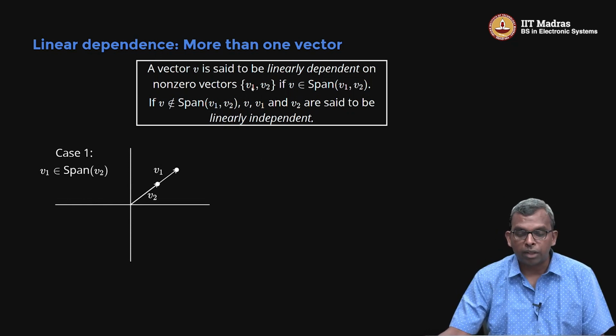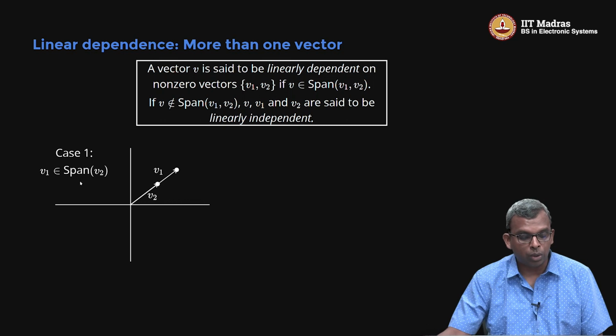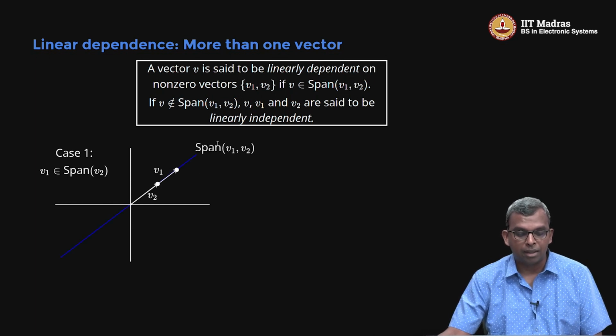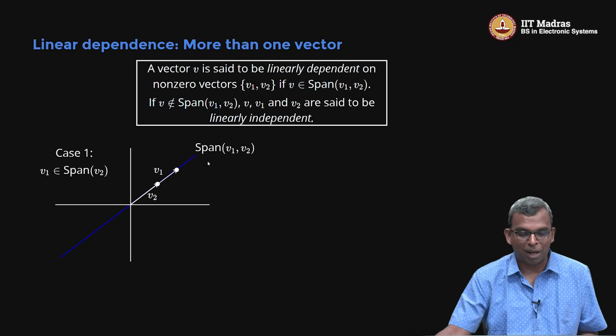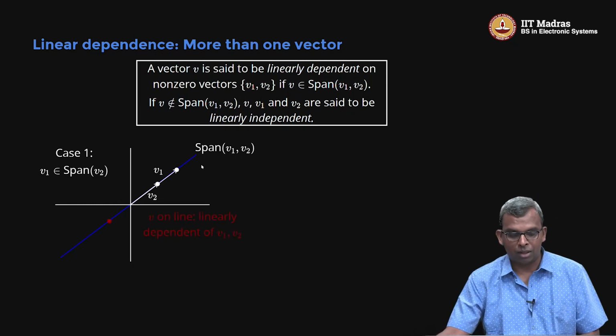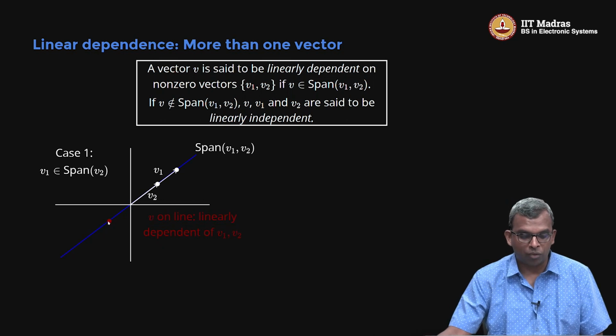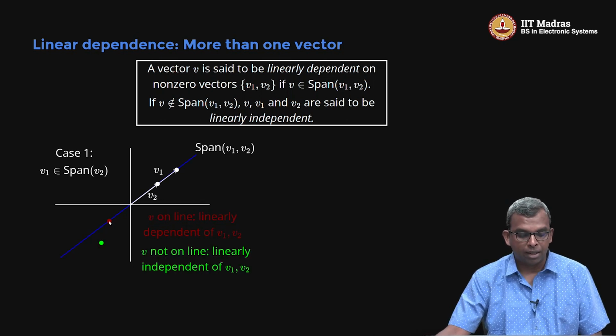Okay, so let's look at the two cases here. It may turn out that even though v1 and v2 are non-zero, v1 and v2 may be in the same direction. For instance, v1 may be in the span of v2, so you get the same direction. If this is the case, then you go back to the old picture, right? So the span of v1, v2 is nothing but the straight line through the origin. Then you know that if v is on the line, then it's linearly dependent. If it is not on the line, it's linearly independent. Sort of similar to before, v1 and v2 are in the same direction.